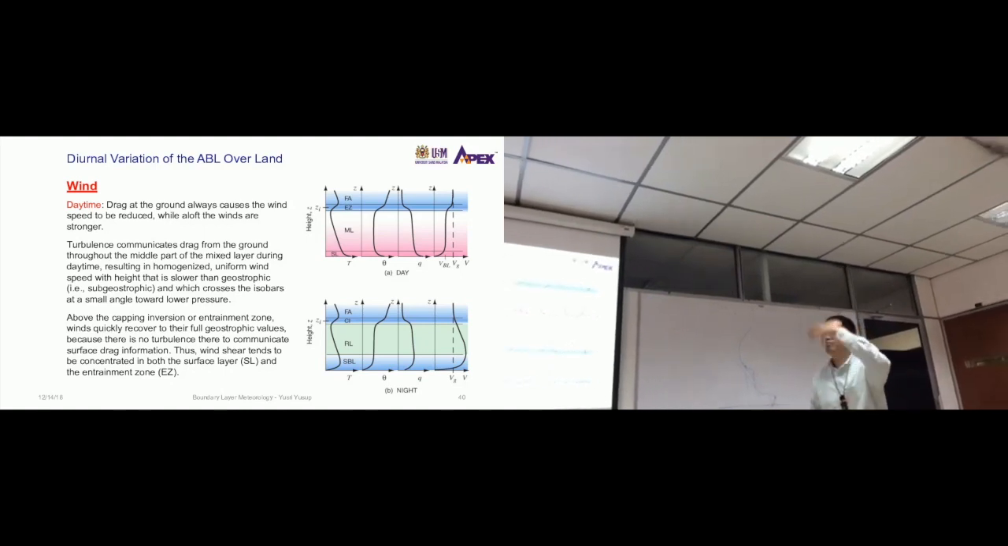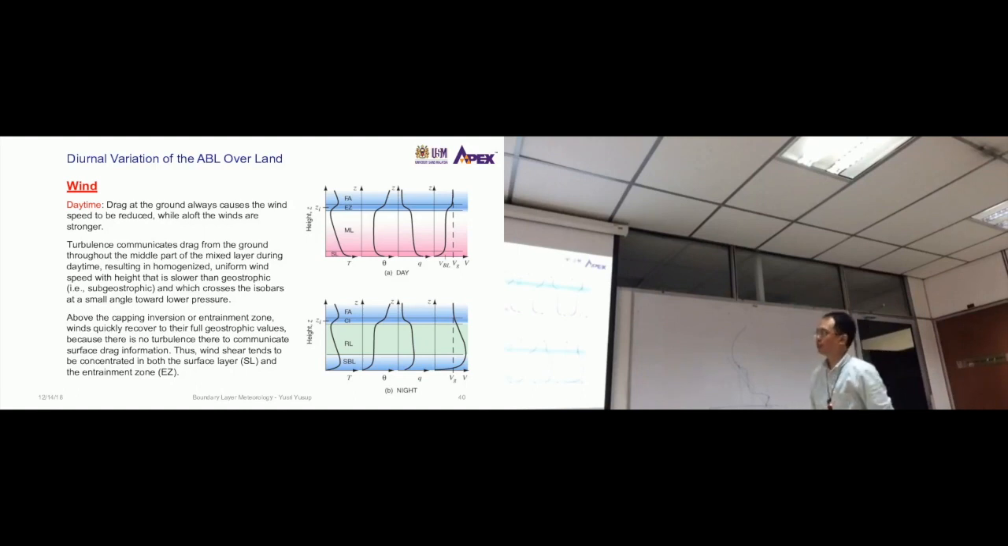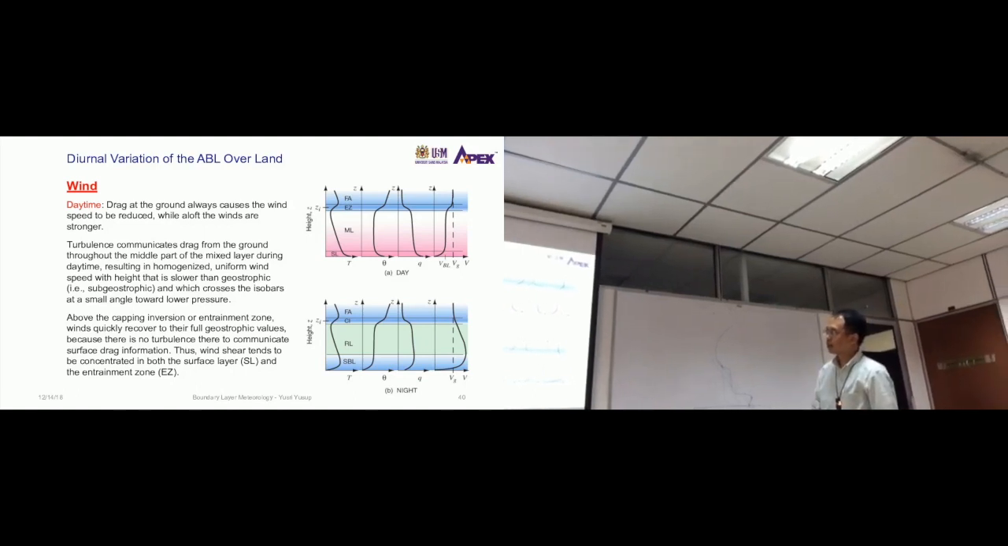say about 2 to 3 kilometers above the surface of the earth, because there's no turbulence there to communicate surface drag information. There's no drag, so it's at its highest value. Thus, wind shear tends to be concentrated in both the surface layer and the entrainment zone.